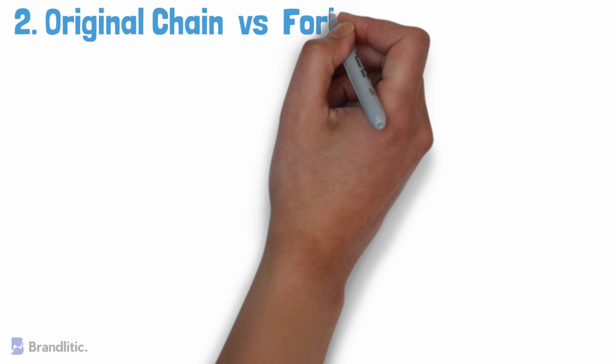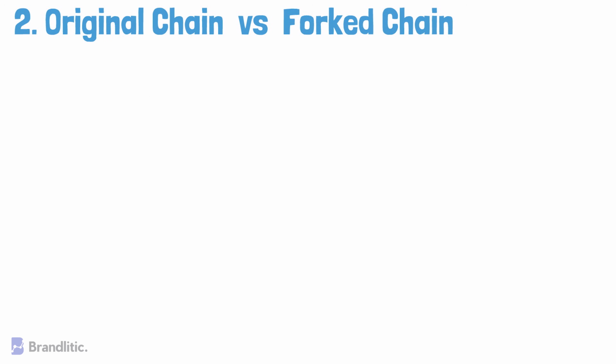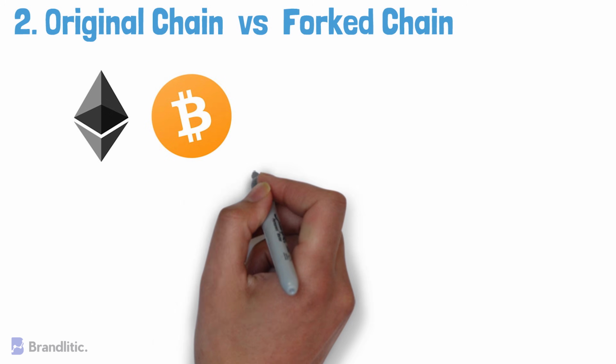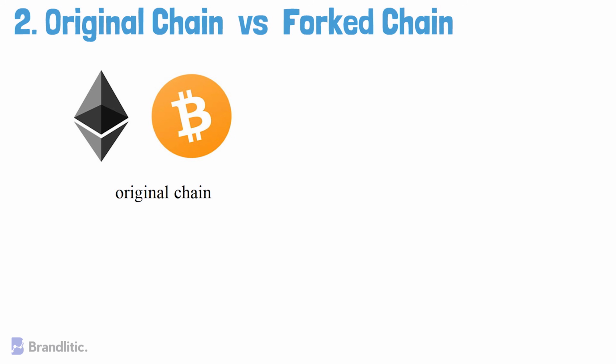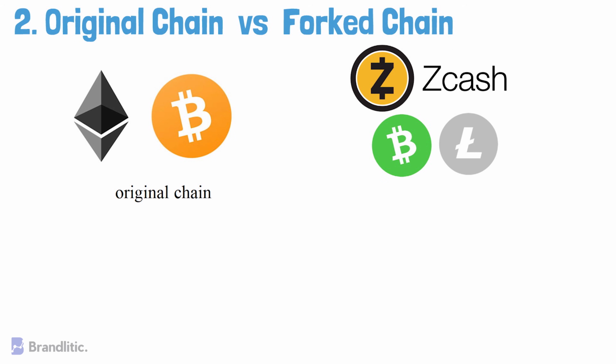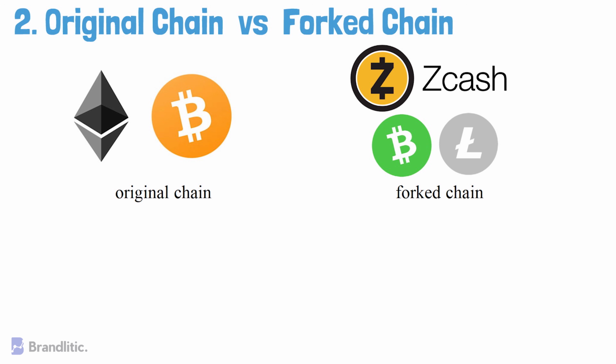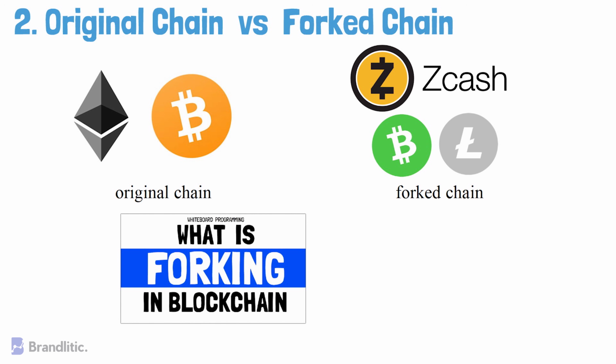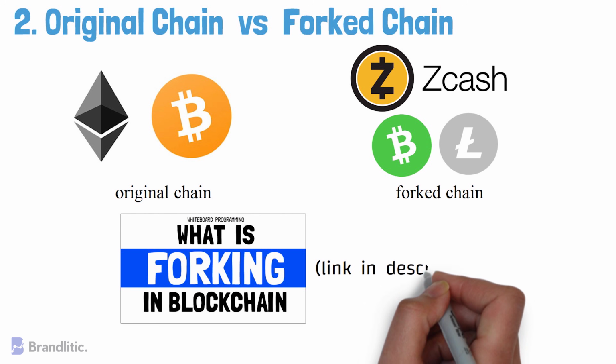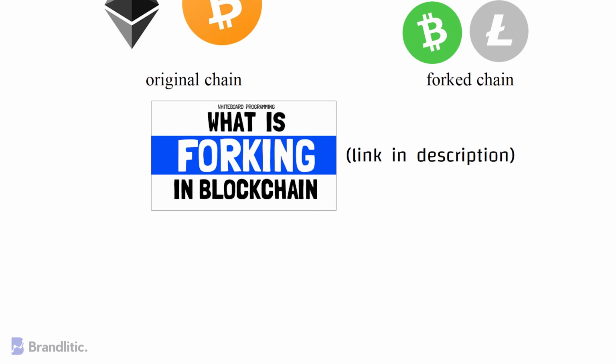Number 2, original chain versus forked chain. This second category is mostly about Layer 1 protocols, to differentiate whether the protocol is original or has been forked off some other protocol. For example, Bitcoin and Ethereum are examples of original protocols, while Zcash, Bitcoin Cash, and Litecoin are all examples of forked chains since they have been forked from the main Bitcoin protocol. I'll recommend you watch my video on blockchain forking to better understand this concept. The link for the same is given in the description below.